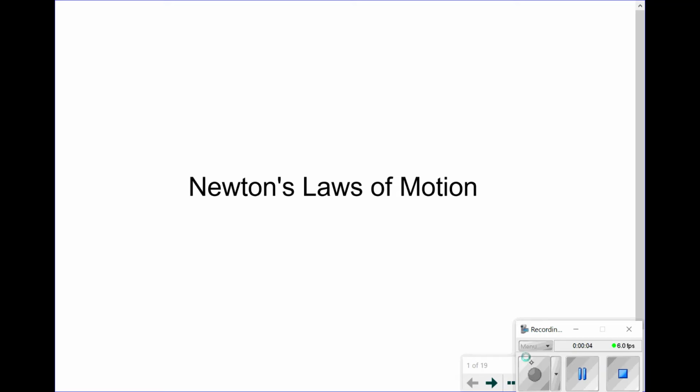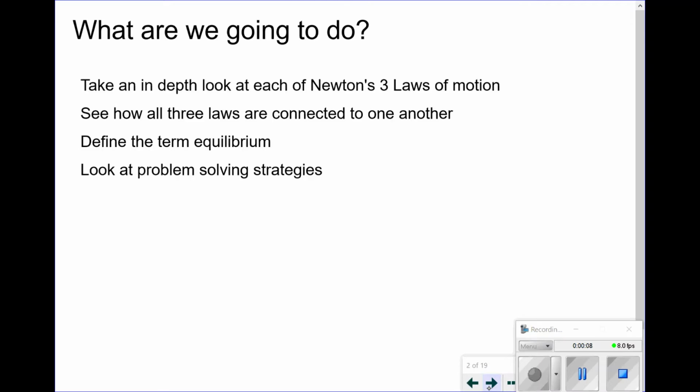In this video, we're going to be looking at the concept of Newton's laws of motion. What are we going to do? We're going to take an in-depth look at each of Newton's three laws of motion. We're going to see how all three laws are connected to one another. We'll also define the term equilibrium and look at problem-solving strategies for problems dealing with forces.